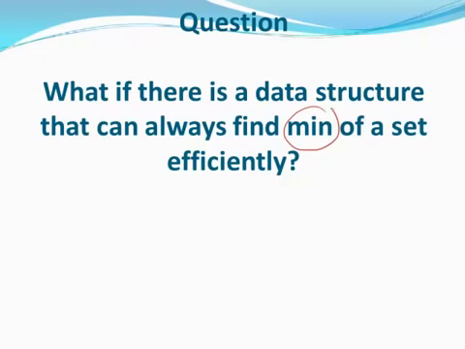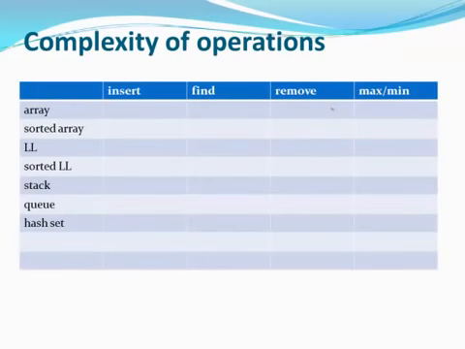So what do we think about a data structure that can always find the min of a set efficiently? Maybe perhaps in big O of log n or big O of 1. So let's think about that question. Now, before we get there, let's talk about the complexity of operations with the data structures we know.